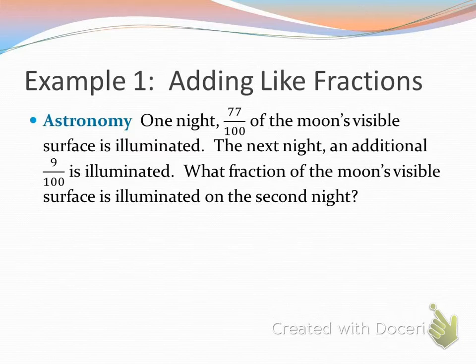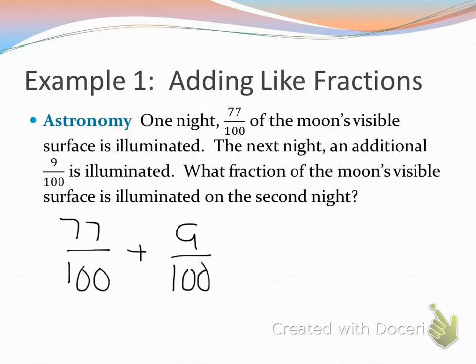All right, so in example 1, it says that one night 77 over 100 of the moon's visible surface is illuminated. The next night, another 9 over 100 is illuminated. So what fraction of the moon's visible surface is illuminated on the second night? All right, so do we add or subtract? We need to add, because we had a certain amount one night, and then we had a little bit more the second night. It wants to know the total. We need to add 77 over 100 plus 9 over 100, which gives us 86 over 100.